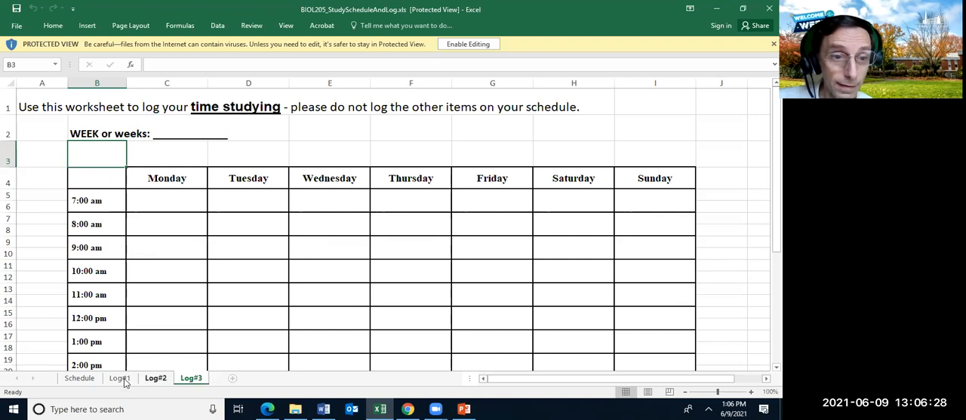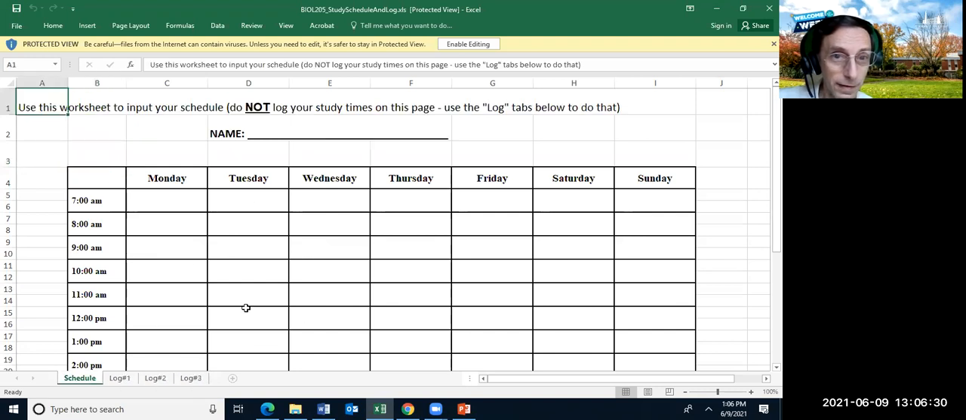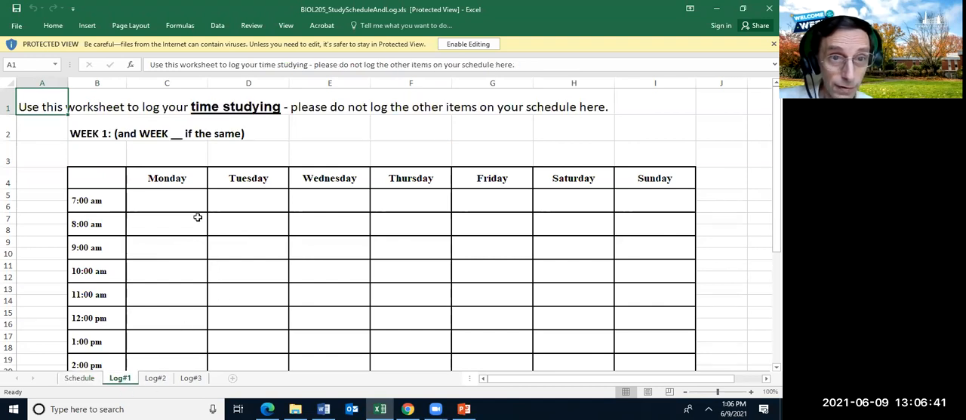Anyways, oops, that's the wrong one. Schedule there. It says on the top how to do it. On this worksheet, import your schedule. Do not put your study times. On log 1, put your study time for week 1 or week 2, because week 1 is almost gone. And all other weeks, it's the same.